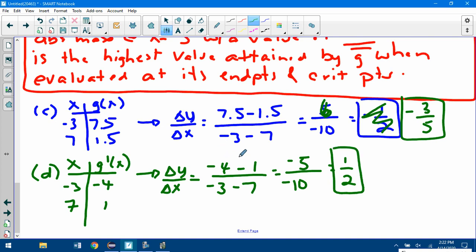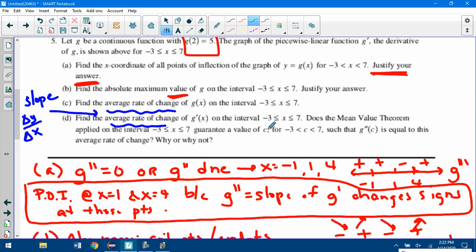Now, if that wasn't enough, there's a second part to part D. Does the mean value theorem, well, we haven't gone over that yet, on that interval guarantee a value of c between -3 and 7 such that the derivative of g prime, g double prime, is equal to that average rate of change? Well, let's pull up the mean value theorem real quick.